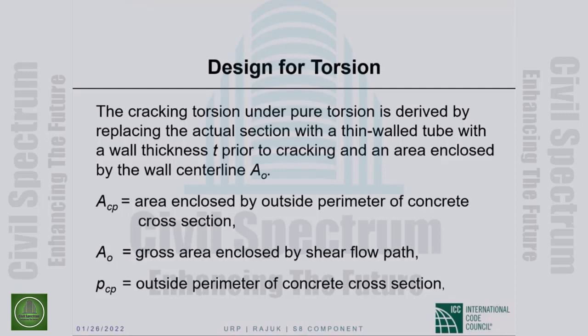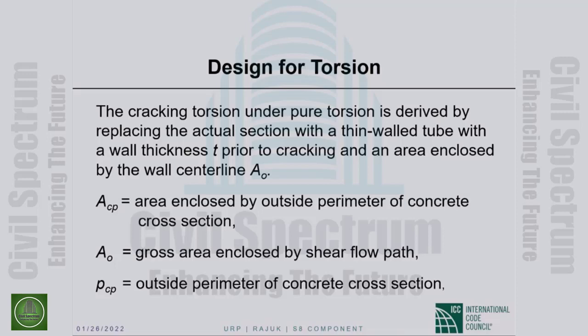Okay. So we will calculate our cracking torsion by replacing the actual member section that we have with a thin-wall tube that has a wall thickness t, and we will see what this t is, and an area enclosed by the wall center line equal to A sub 0. This wall center line will become clearer as we go.